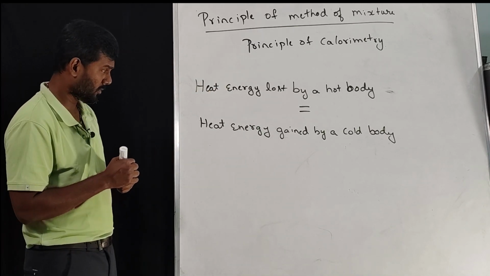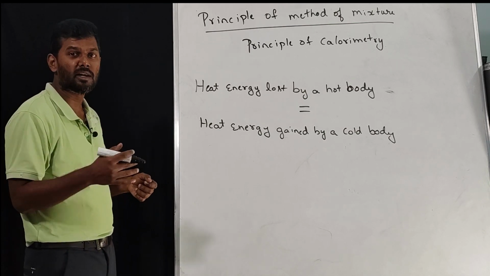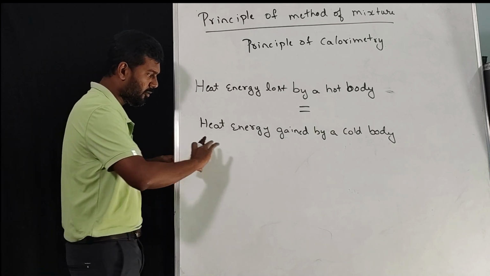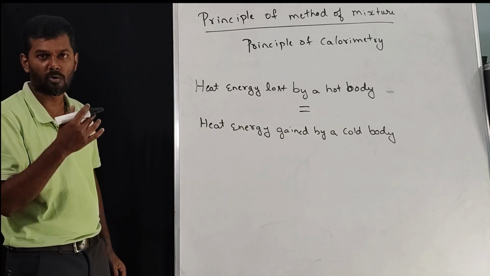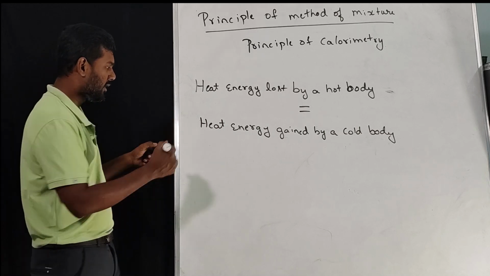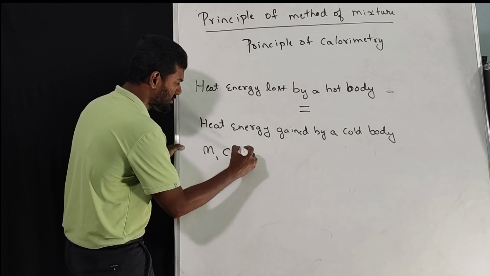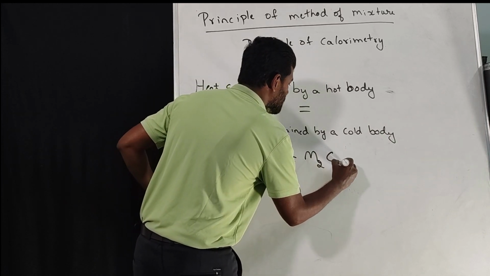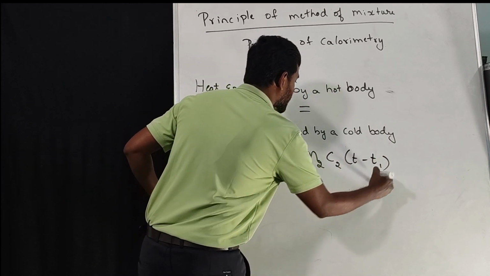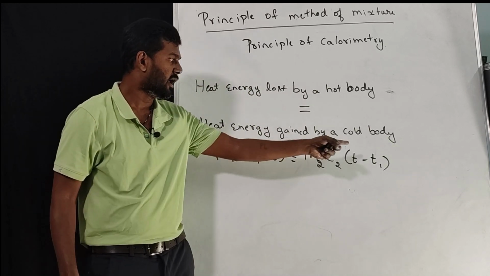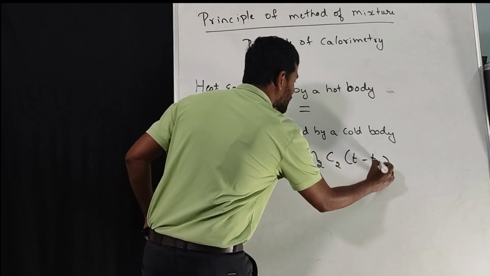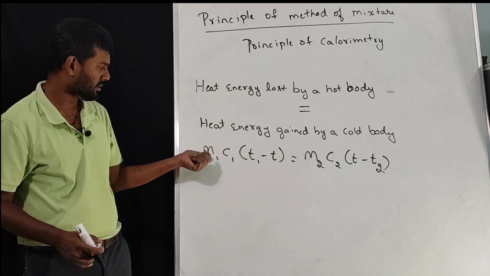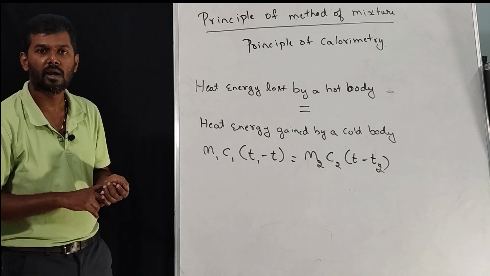Now we'll talk about the mathematical form. The derivation is not there in the exam, don't worry. Only the mathematical form, that is the formula we are going to learn, is useful for the numerical. Listen: m1 c1 (t1 minus t) is equal to m2 c2 (t minus t2). Here it is t1 minus t, and here it is t minus t2. If you can understand the meaning of these symbols, you can solve the numerical.